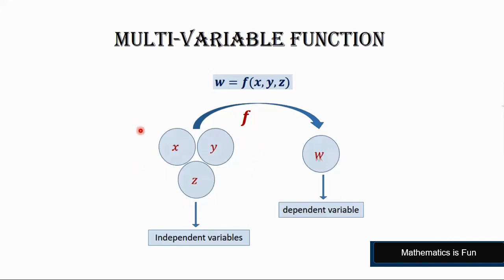So if we have more than one independent variable, these types of functions are known as multivariable functions, and here we can write it as w is equal to f of x, y, and z. Here x, y, and z are input values and w is the output value.